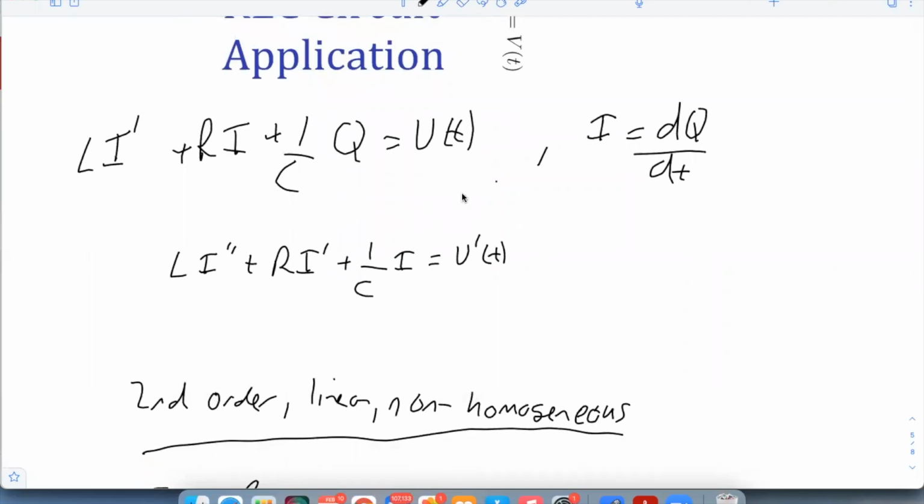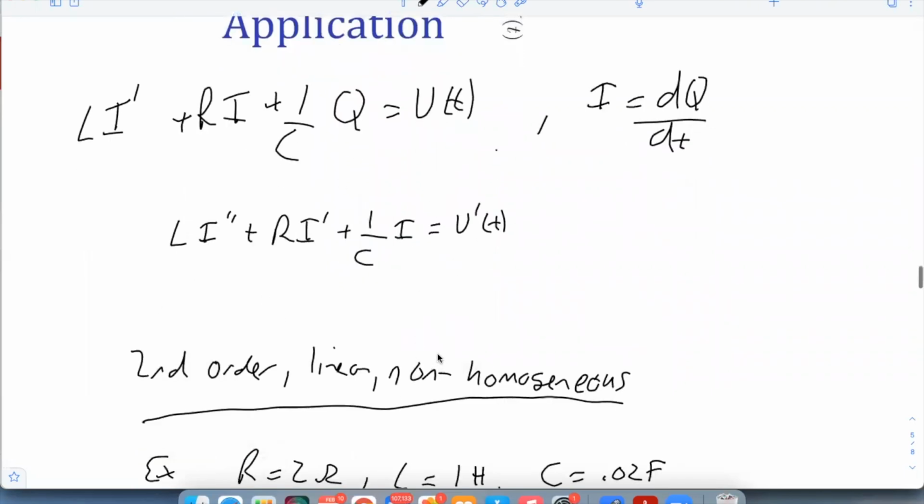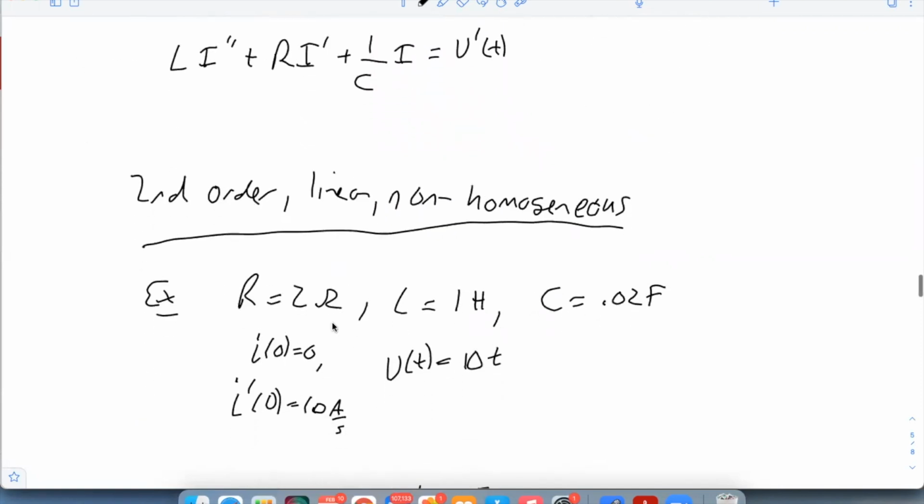Okay, so here's our DE. This is a second order linear non-homogeneous DE. So let's solve an actual problem here. Okay, so here are my given parameters. That's an omega there. I have a resistance of 2 ohms, an inductor of 1 Henry, that's what inductance is measured in, and a capacitance of 0.02 farad.